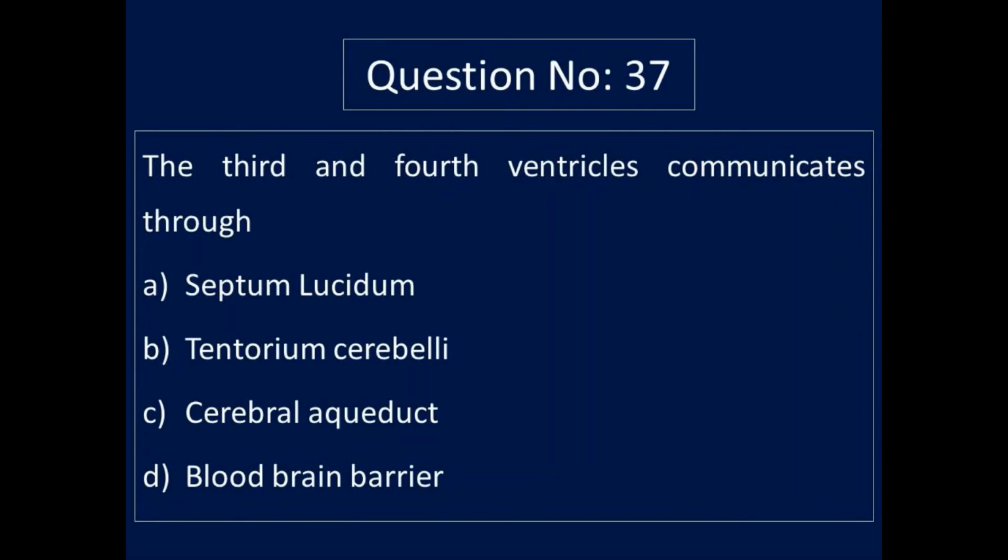Question number 37. The third and fourth ventricle communicate through: option A, septum lucidum; option B, tentorium cerebelli; option C, cerebral aqueduct; and option D, blood-brain barrier. The right answer is option C, cerebral aqueduct.